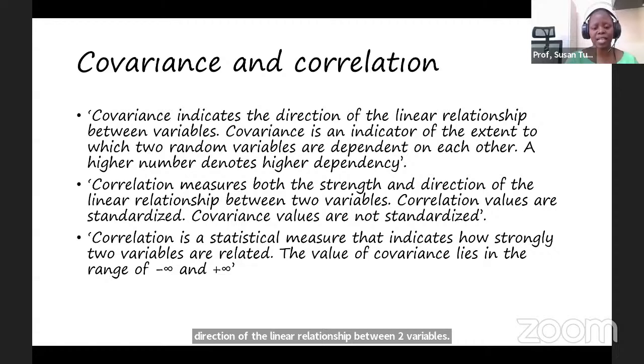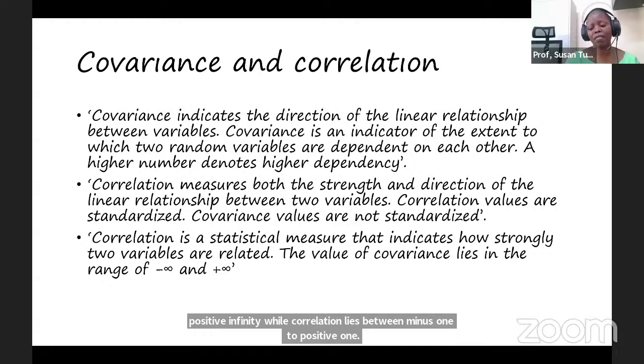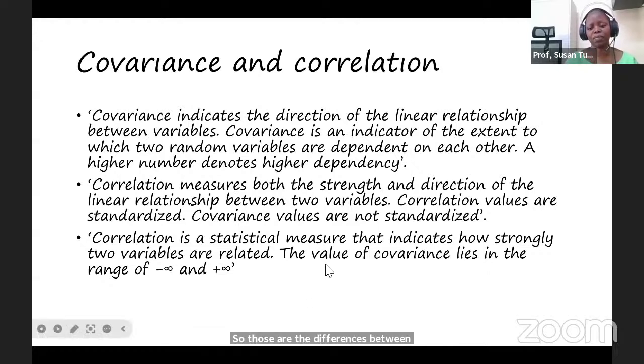Correlation values are standardized, while covariance values are not standardized. So once you use correlation, we are able to know whether two variables are strongly related or not. The covariance lies between -infinity to +infinity, while correlation lies between -1 to +1. So those are the differences between covariance and correlation.